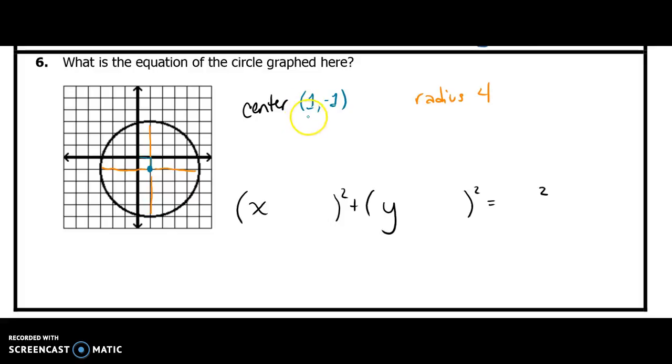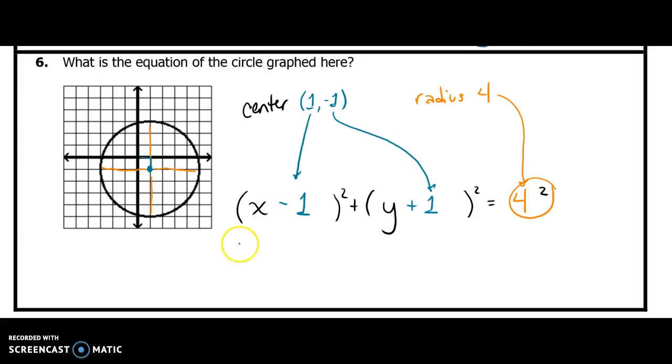Since my center has an x-coordinate of +1, I'm going to do an x-1 because of the sign switch. Y-coordinate is -1, so I have a y+1. And finally, the radius is 4, so I have a 4 squared at the end of my equation.